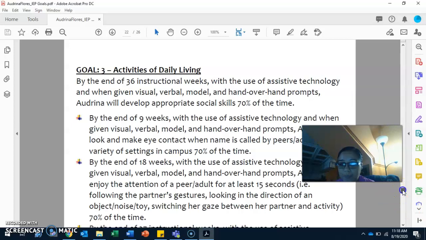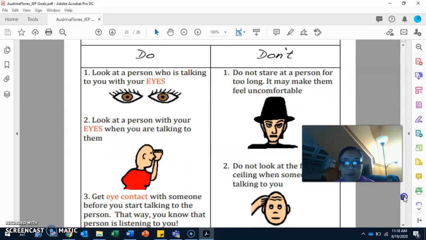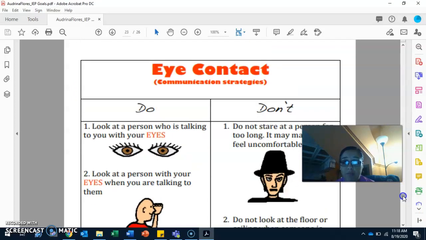So let's go to our first worksheet. So Audrey, remember, eye contact. We look at a person's eyes. We look at a person who is talking to you with your eyes. So when I'm talking to you, you look into their eyes. Number 2, you look at a person with your eyes when you are talking to them.